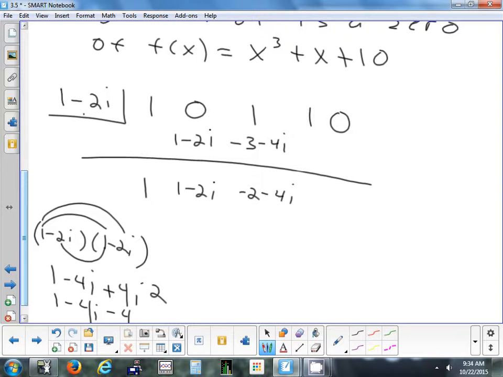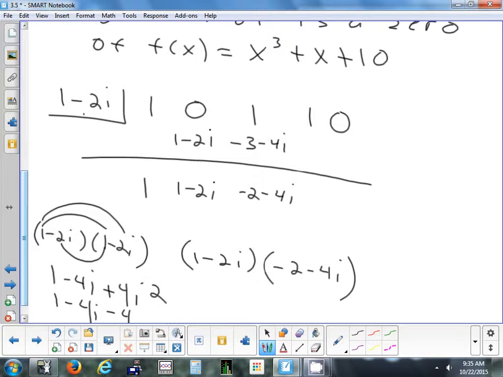What am I hoping to get right here? Well, I'm hoping to get 0 here. So what am I hoping to get right above? Negative 10. I'm hoping that this times that is negative 10. So all the i's are going to disappear somehow. All right, so we've got 1 minus 2i times negative 2 minus 4i.